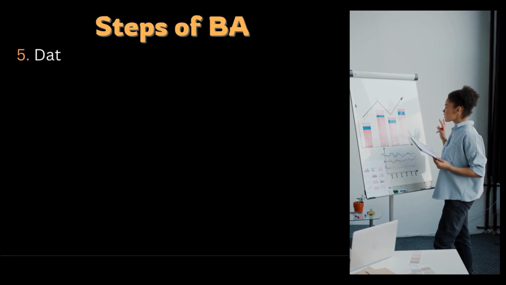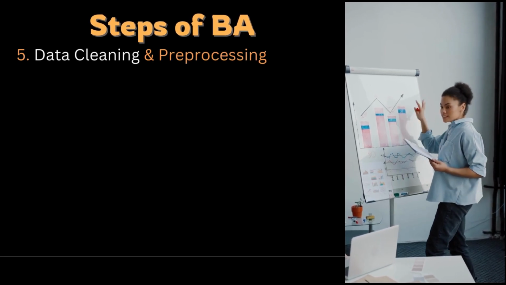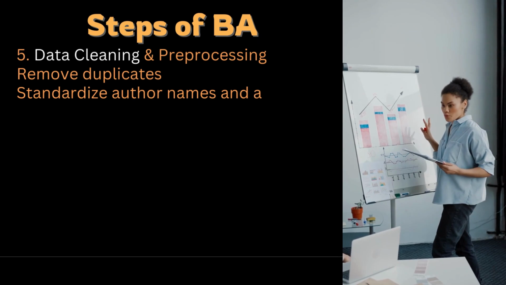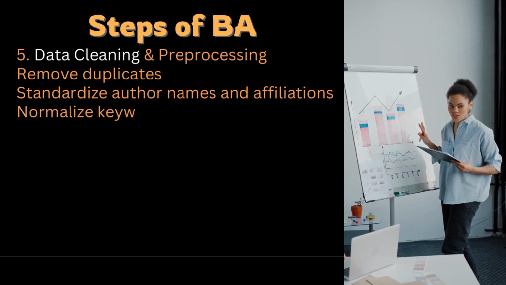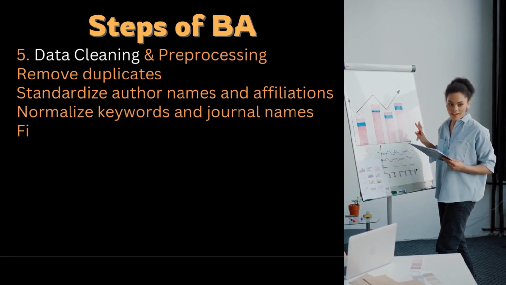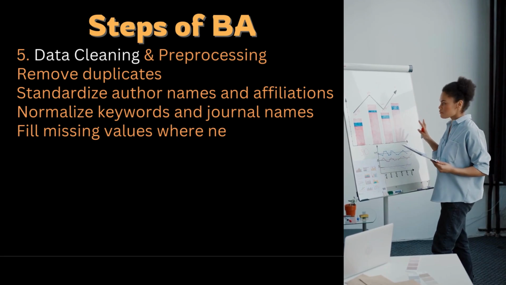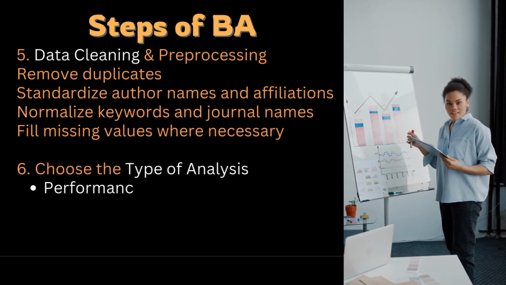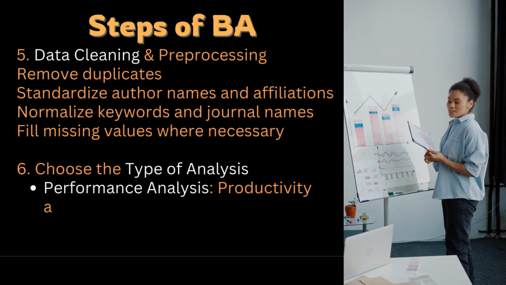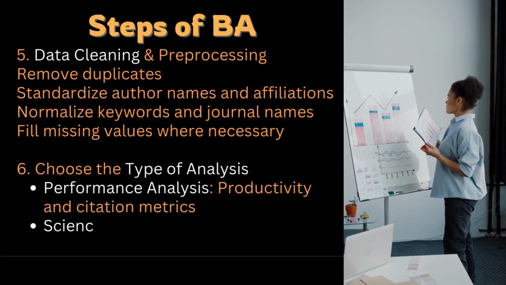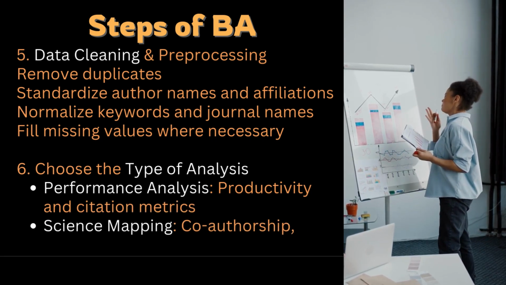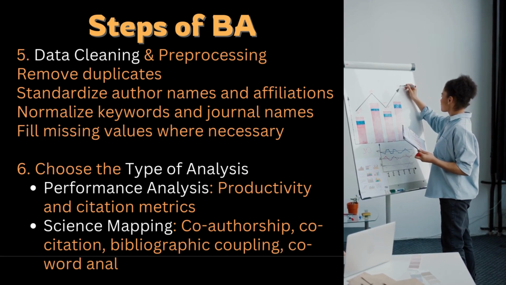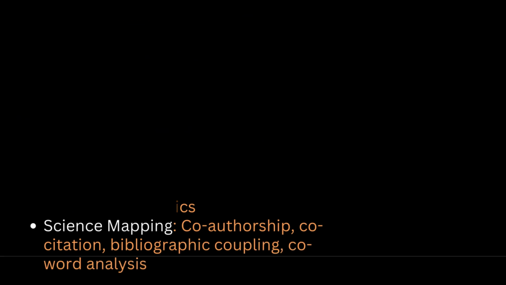The fifth step is about data cleaning and pre-processing. So we need to remove the duplicates, standardize author names and affiliations, normalize keywords and journal names, and fill in missing values where necessary. At times we might need to combine databases as well. Then we need to choose the type of analysis, whether we talk about performance analysis, which is productivity and citation metrics, or science mapping, which is co-authorship, co-citation, bibliographic coupling, or co-word analysis.